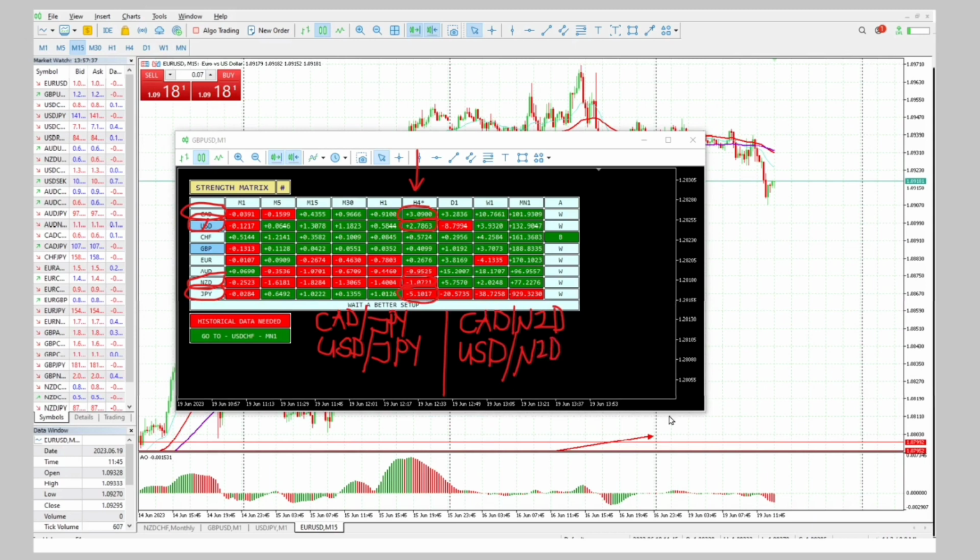But the question is, why are we merging these? It's because we are merging the strongest with the weakest. Why? Because we want to find a trending market. If you want to see that the market is trending, you merge the strongest with the weakest, and definitely you find a trending market. If you want to find a ranging market, you merge both weak or both strong currencies.